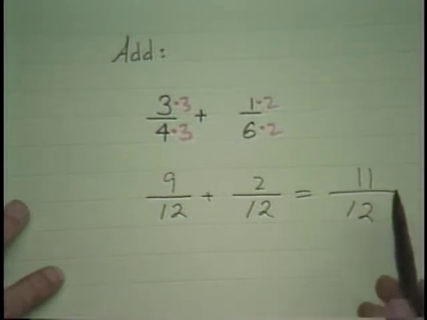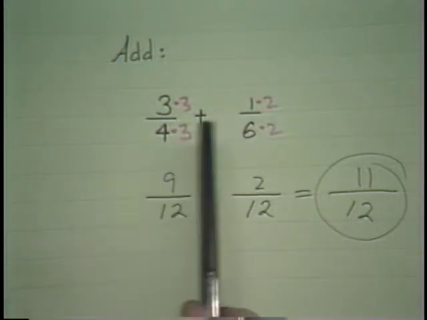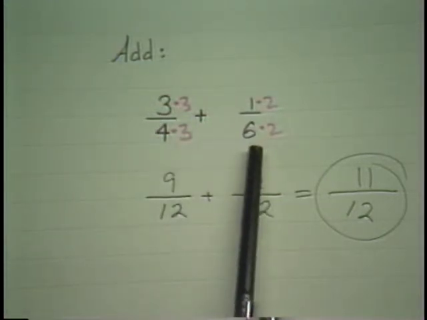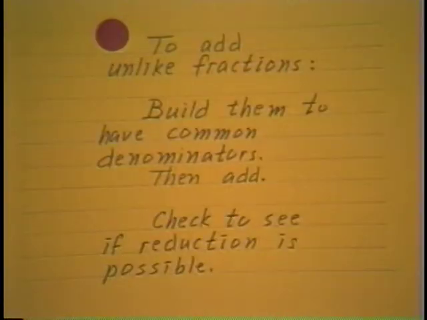Check to see if it's reduced, and I'm done. So in principle, adding fractions with unlike denominators is simple. Simply get them to have common denominators, then go ahead and add. Again, to add unlike fractions, build them to have common denominators, then add. Then check to see if reduction is possible.